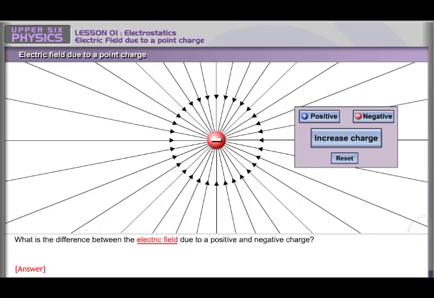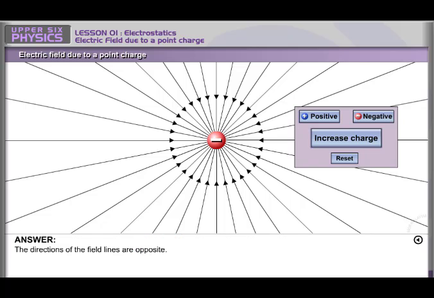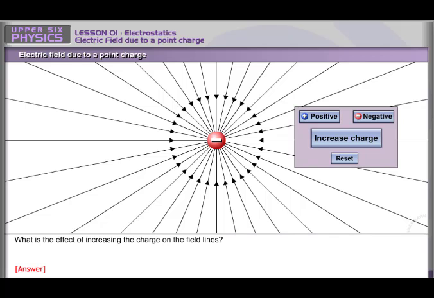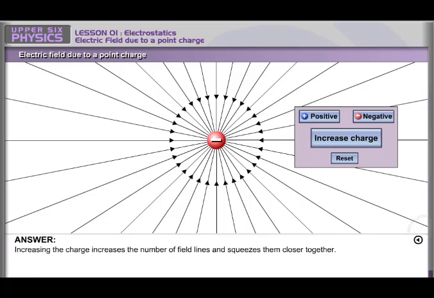What is the difference between the electric field due to a positive and negative charge? Answer: the directions of the field lines are opposite. What is the effect of increasing the charge on the field lines? Answer: increasing the charge increases the number of field lines and squeezes them closer together.